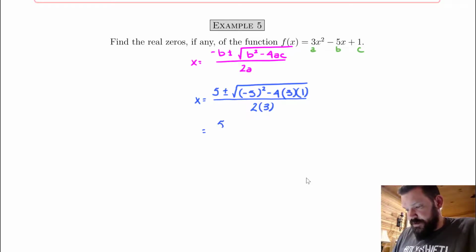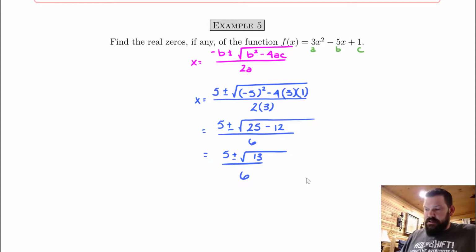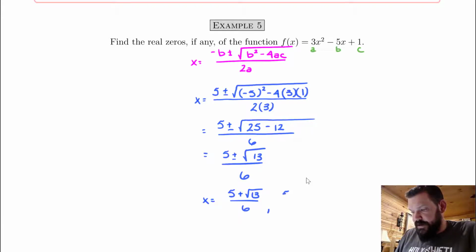We will simplify this, so we get 5 plus or minus the square root of 25 minus 12 over 6. Simplify further. 25 minus 12 is 13 over 6. And the square root of 13 is irrational, and that does not reduce any further. So there are two solutions. We get x is equal to 5 plus radical 13 over 6, and x is equal to 5 minus radical 13 over 6. So that's an application of the quadratic formula.